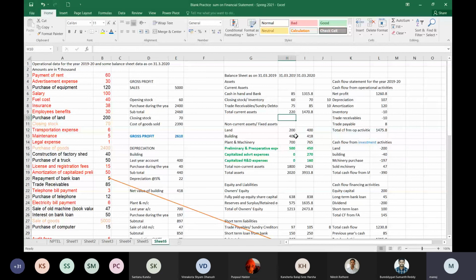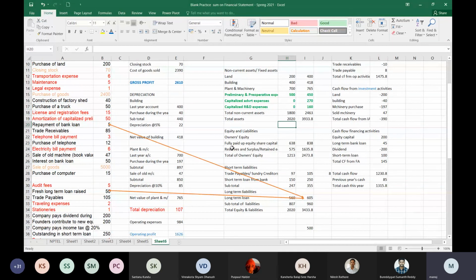Now land is this, building is this, preliminary pre-operative is this, machinery, pre-operative, capitalization, total non-current asset. Let us put it with a formula, otherwise it will go haywire. Total asset is equal to this plus this. Okay, then paid up equity capital is right, reserves is right, total owner's equity is equal to this plus this.